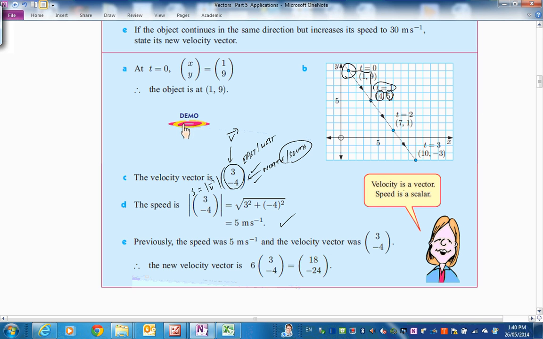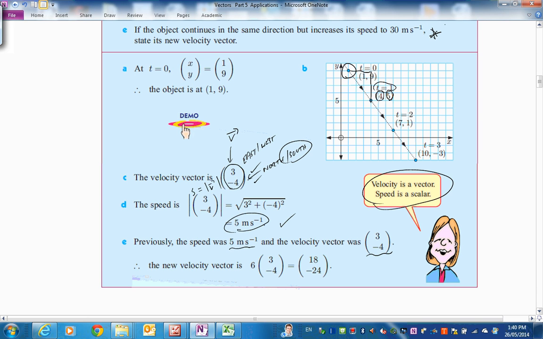Okay, just remembering a little girl over here reminding us velocity is a vector, so it's got an x and y component which will give us some idea of the direction, but speed is a scalar, it's just a number here. Okay, so the new velocity vector is what? Now, the speed was 5 metres per second when it was like that. The new velocity is, well, it says here, it increases its speed to 30 metres per second.